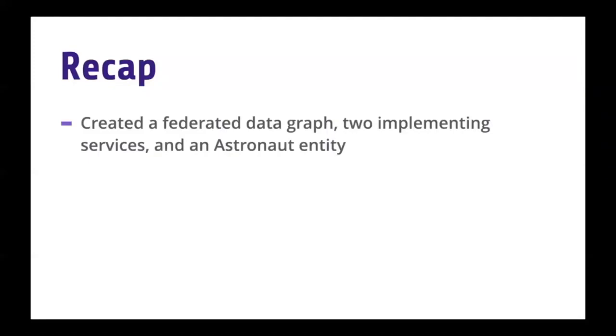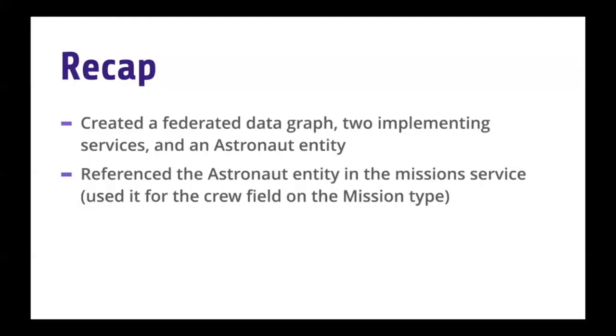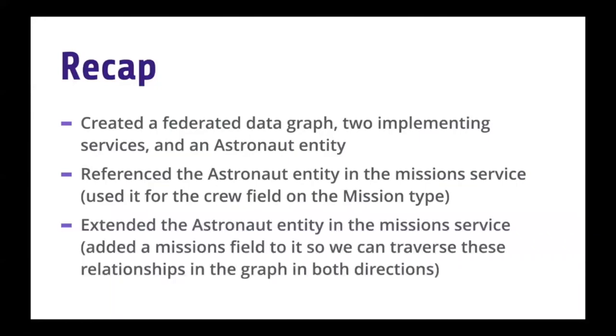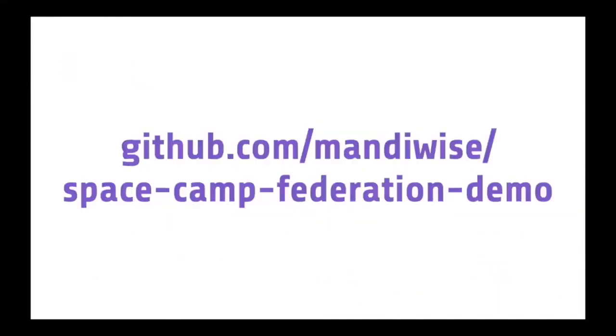Just to recap what we walked through today, we created a federated data graph, two implementing services, and an astronaut entity. We referenced the astronaut entity in the mission service, where we used it for the crew field on the mission type. And we even extended the astronaut entity in the mission service by adding a missions field to it so we can traverse the relationships in this graph in both directions.